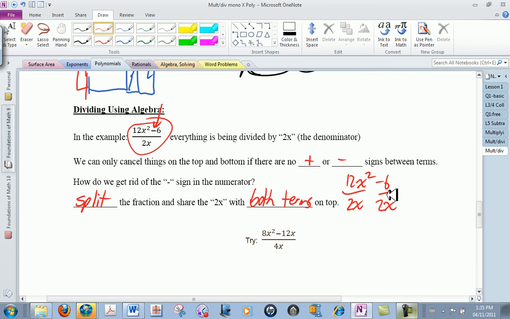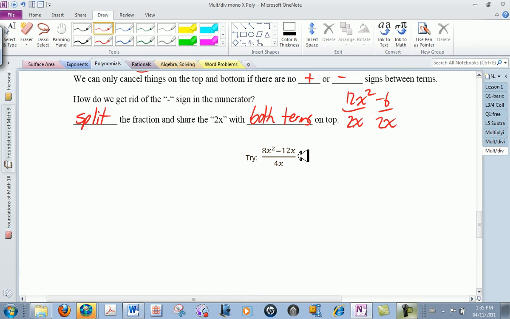Okay. Any questions? Okay. So for this one, let's try with the algebra. We would split it up. Please split it up. Now divide each piece.